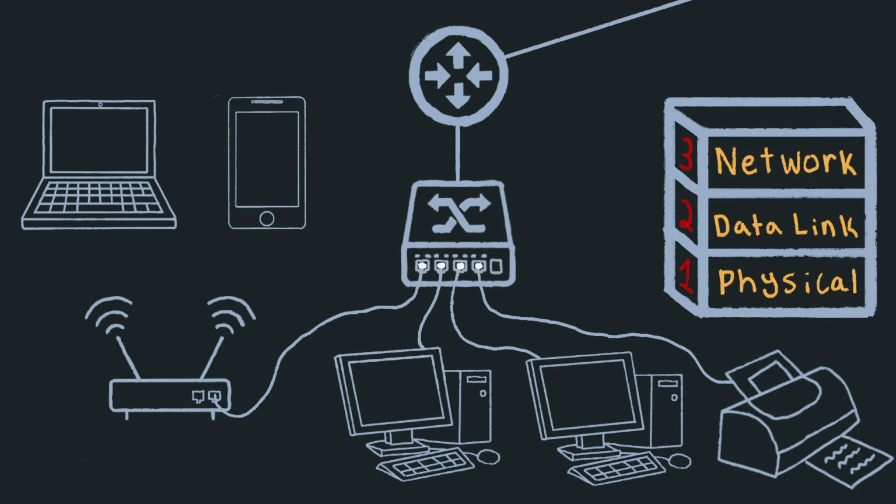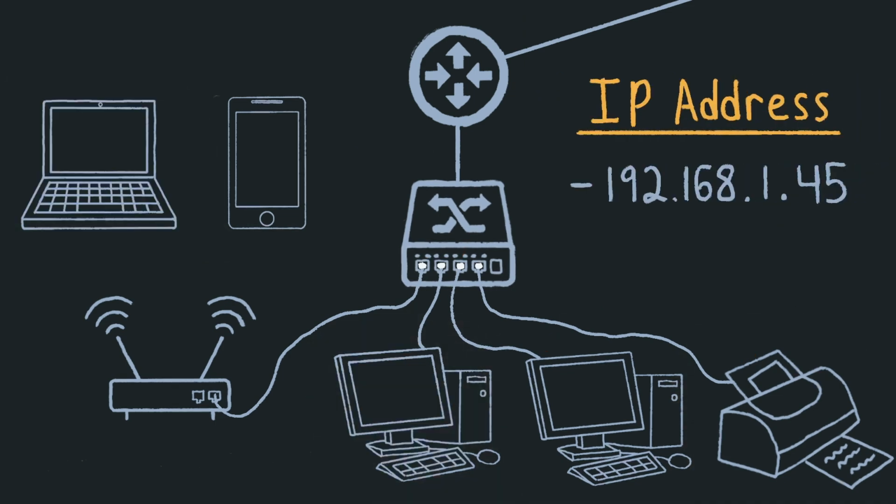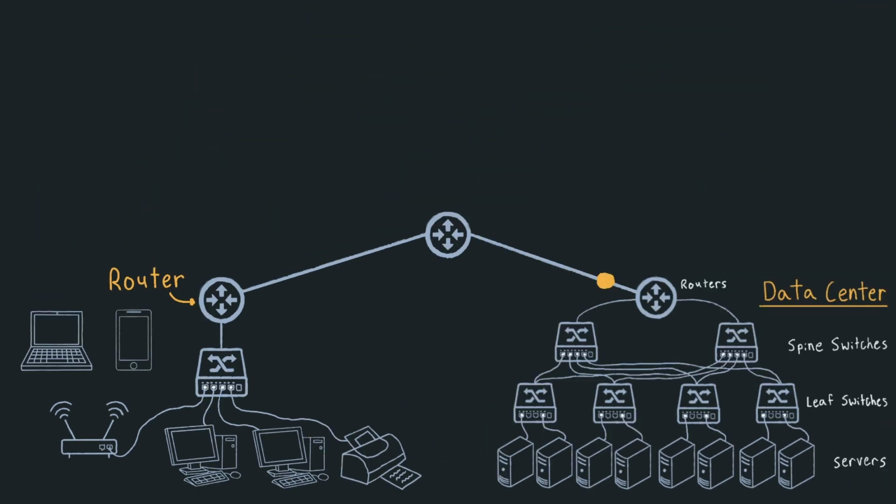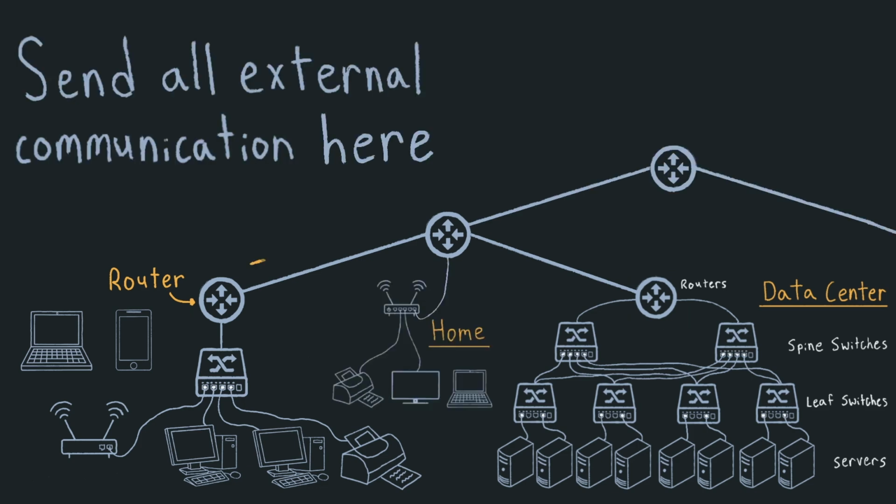In the network layer, every host gets an IP address. This layer ensures end-to-end communication with the help of routers. Routers manage communication between networks and are organized in a hierarchy allowing for scalability and route summarization.